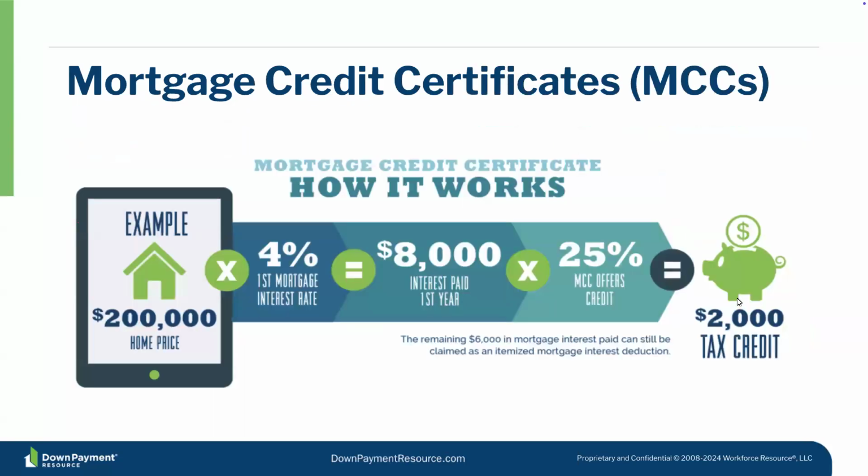So let's take a look at an example of how an MCC works. Let's take a $200,000 home. The buyer closes and makes 12 payments in the year. They've paid 4% interest, so $8,000 in interest in that year. The MCC allows you to claim 25% of the mortgage interest paid as a tax credit. So in this example, $2,000. But the homeowner still gets to claim the rest of the $6,000 of mortgage interest paid as a tax deduction every year.